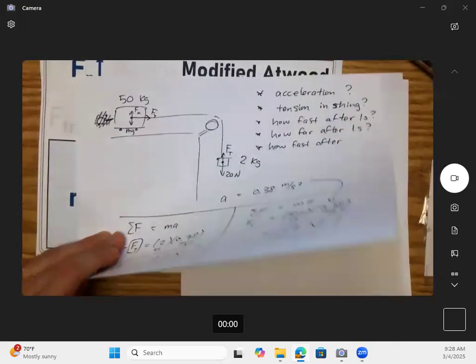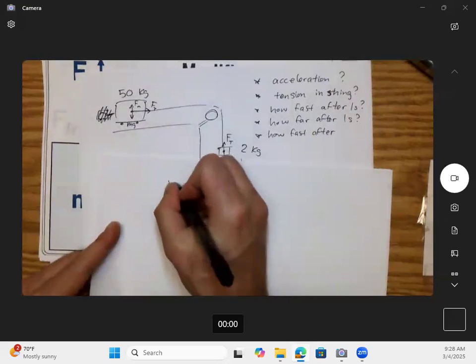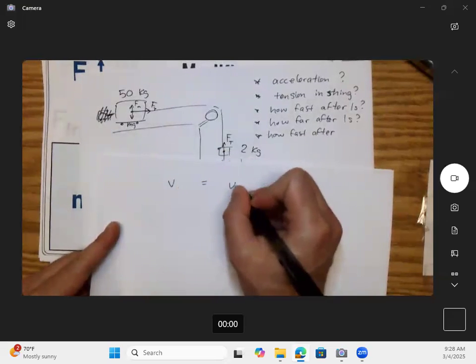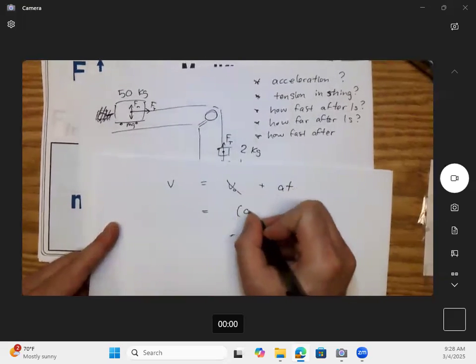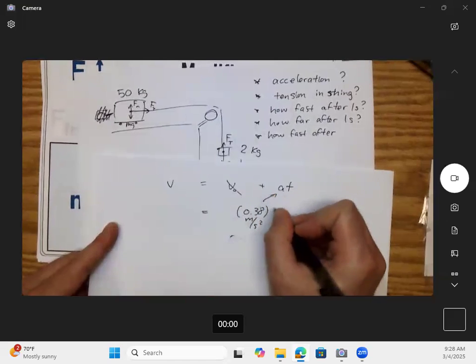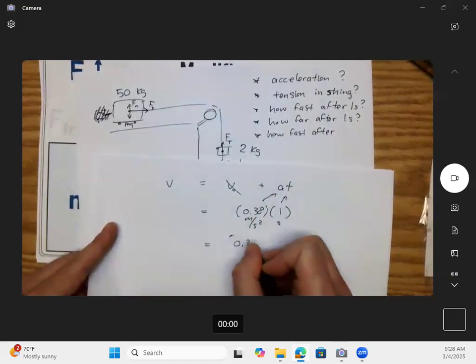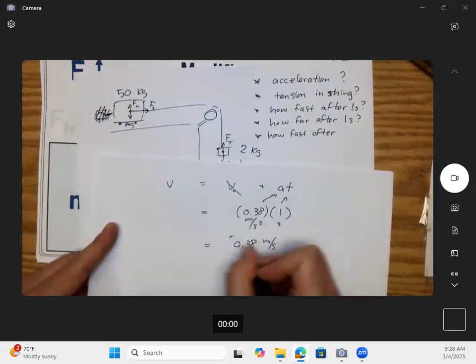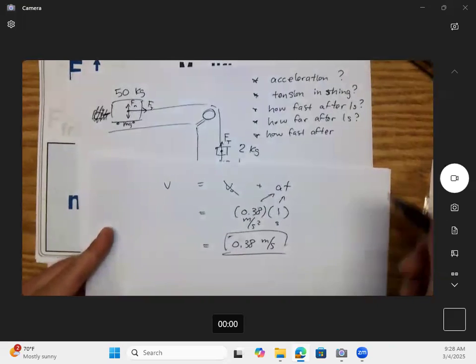How fast after 1 second? So that's a kinematic question. Can you guys say V equals V naught, which is 0, plus A T? So we're doing 0.38 meters per second squared for 1 second. Is that 0.38 meters per second? So that's how fast after 1 second.